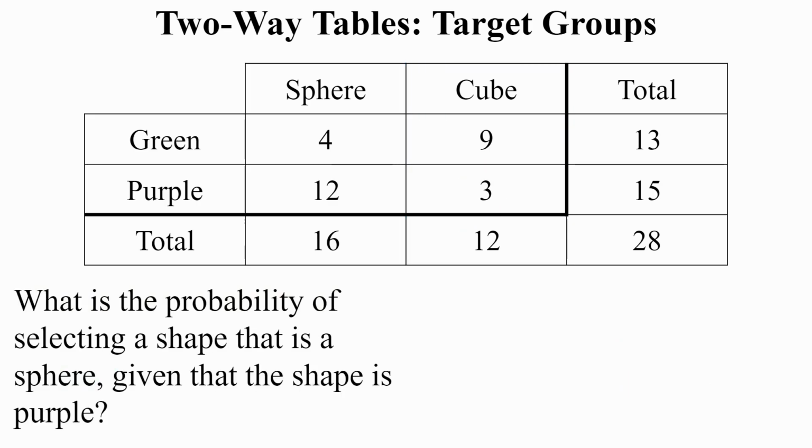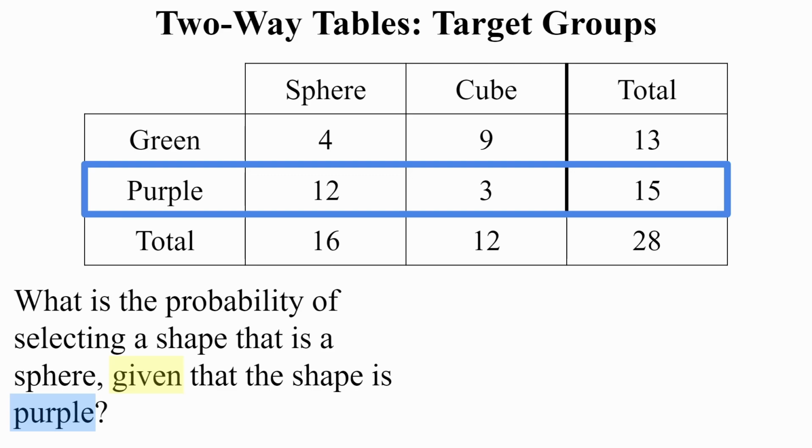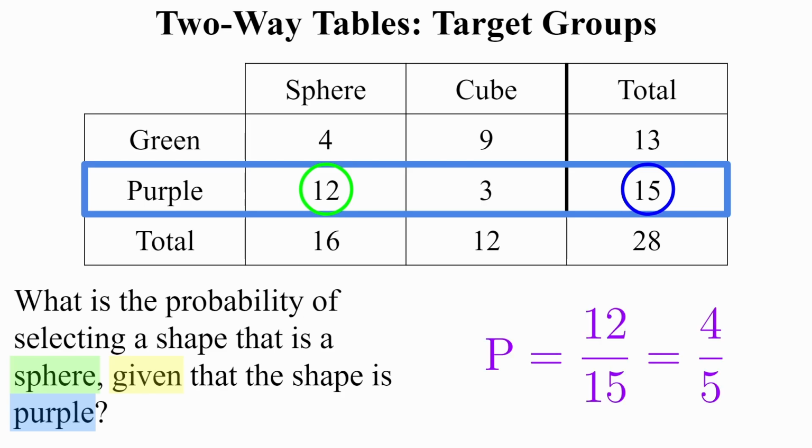All right, so this one's worded a little differently. This one says the keyword is given. So remember, what comes after given is our target group. So we want the purple shapes. So I'm going to put a big box around the purple row. And we desire to find the probability of a shape that is a sphere. So just in that blue box, there are 12 spheres out of a total of 15. So the probability is 12/15, which reduces to 4/5.